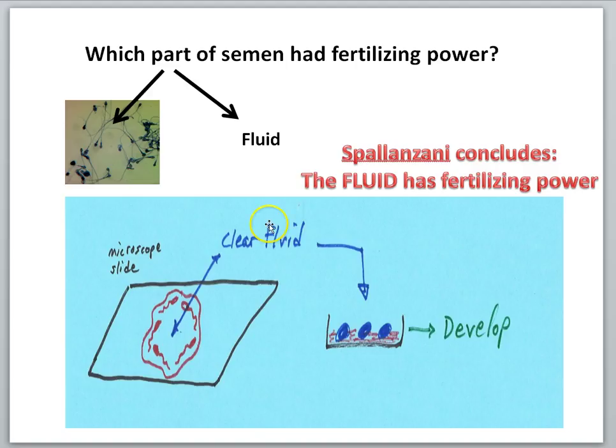So at this point, Spallanzani is going to conclude that the fluid has fertilizing power. Now, you might be suspicious of this conclusion. We can see how he arrived at the conclusion, but we can also criticize the technique. After all, as he sucked up some of the clear fluid, he might have also, unbeknownst to him, inadvertently picked up some of the worms as well. Nevertheless, at this stage, Spallanzani is concluding that the fluid has the power.